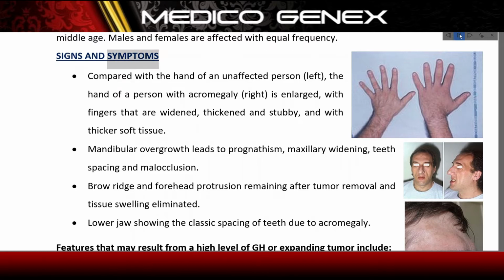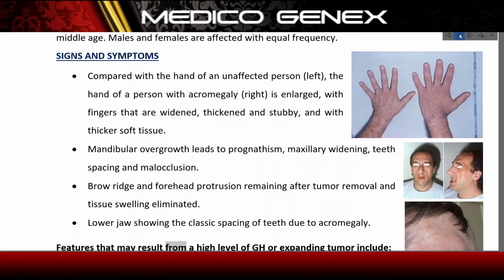Signs and symptoms. Compared with the hand of an unaffected person, left, the hand of a person with acromegaly, right, is enlarged, with fingers that are widened, thickened and stubby, and with thicker soft tissue. Mandibular overgrowth leads to prognathism, maxillary widening, teeth spacing and malocclusion. Brow ridge and forehead protrusion remaining after tumor removal and tissue swelling eliminated. Lower jaw showing the classic spacing of teeth due to acromegaly.